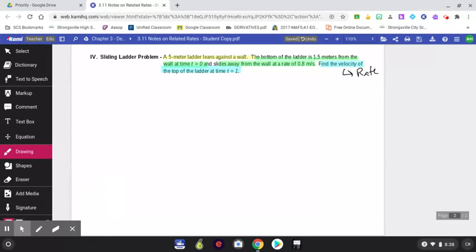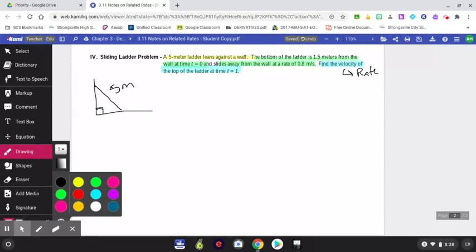The first thing I'm going to do is I'm going to draw a picture. And while I'm not an artist, pictures certainly help me. And so in my picture, I have this wall. And we would like to assume, right, that a wall forms a 90-degree angle with the ground. And I have this ladder, and I know that it's a 5-meter ladder that is up against the wall. This is fixed. And I know I had talked in the previous problem about fixed numbers.